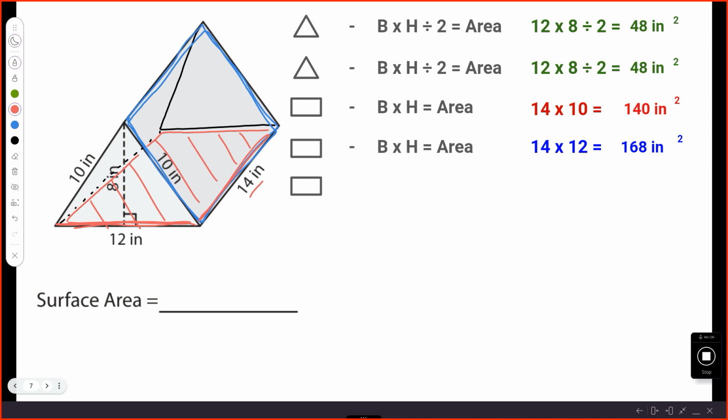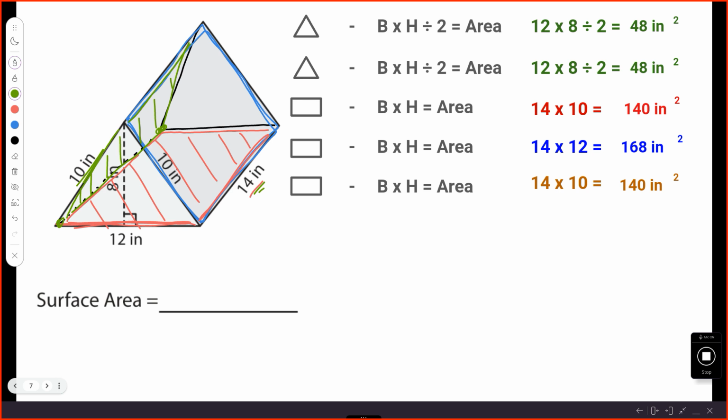And then what that's going to leave us with is this last back rectangular face. It's on the back side of the triangular prism. And it also is 14 inches from one side to the other side, but its height is 10 inches. And so the base and height of that one is 14 times 10, or 140 inches squared. Pause this and rewind it if you need to take a look at the way it was worked.